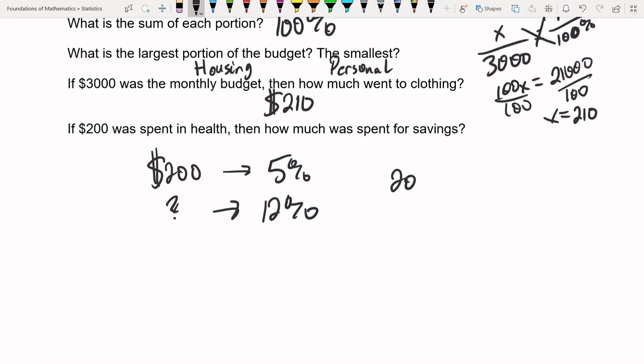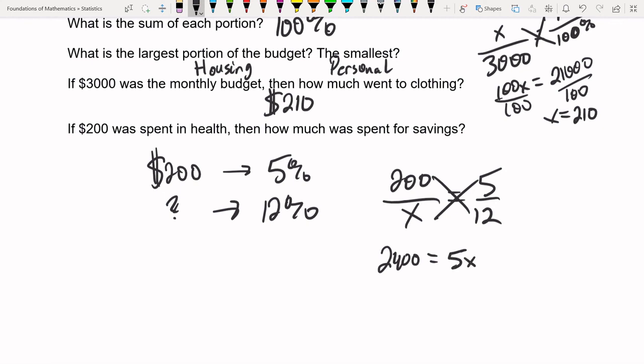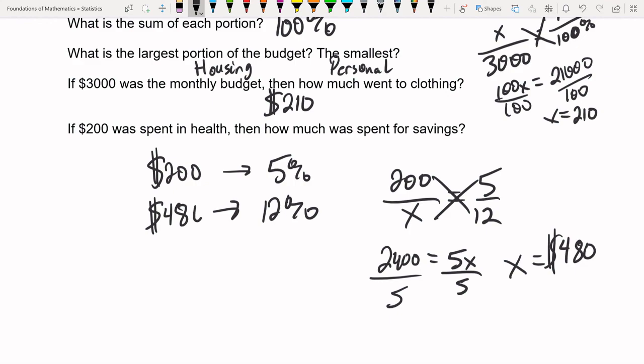Now we have 200 over x equals 5 over 12. This is a general proportion. We can solve again by cross multiplying and dividing. 200 times 12 is 2400. 5 times x is 5x. We just divide by 5, giving us $480. So that's how much is put towards savings per month.